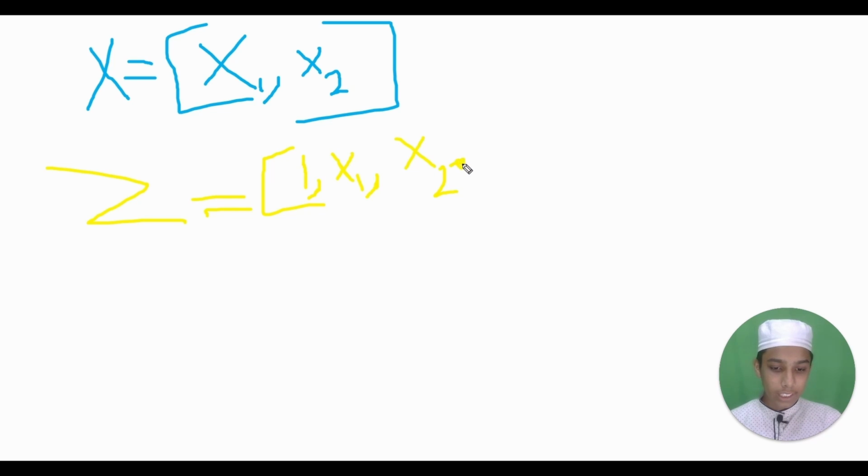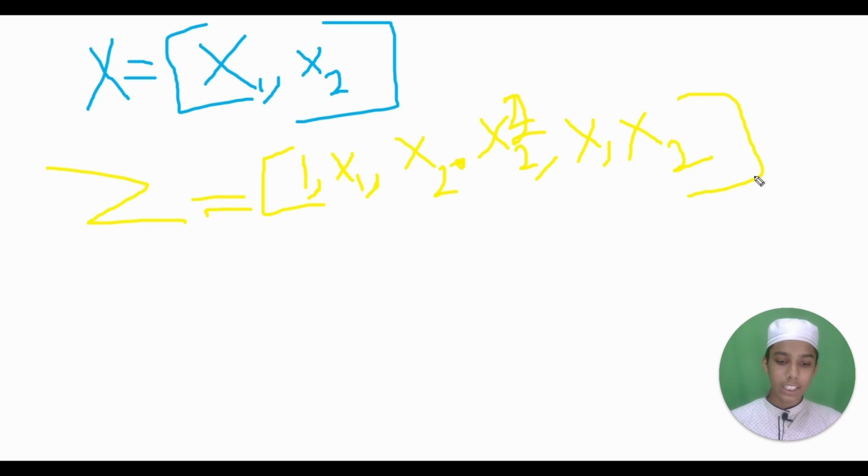So let's assume a dot, and then we are going to do x1 power 2 and x2 power 2, something like this. Beside this one, I'm going to use x1 comma x2. As you can see here, this is the formula.